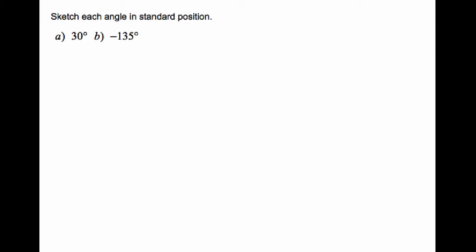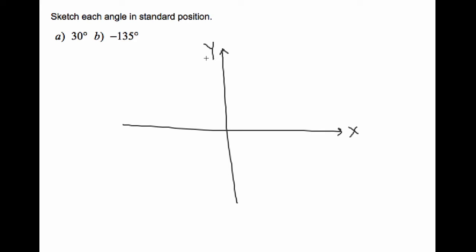Sketch each angle in standard position. So I'm going to go ahead and sketch my axes. I have an x-axis and a y-axis. And for part A, I'll sketch an angle of 30 degrees. Positive 30 degrees means we're rotating upward from the positive x-axis. Now, a rotation out to the positive y-axis is a rotation of 90 degrees. So I would like to rotate a third of the way through that first quadrant. And so if I rotate a third of the way, I'll have my rotation of 30 degrees.